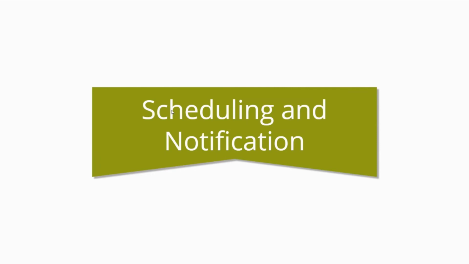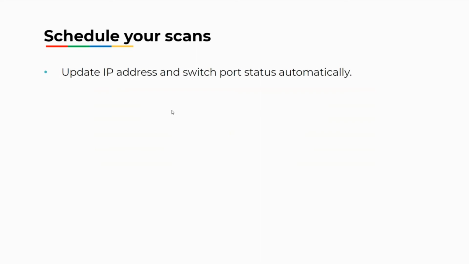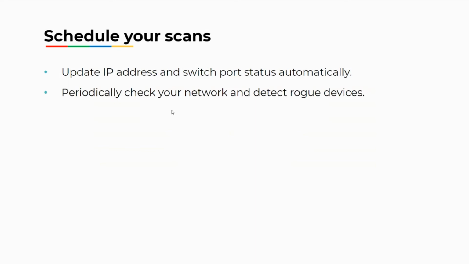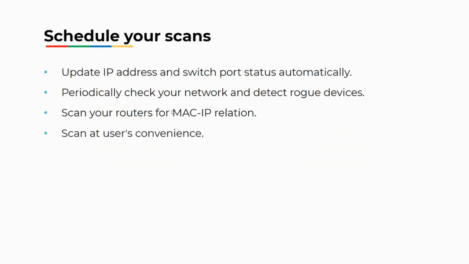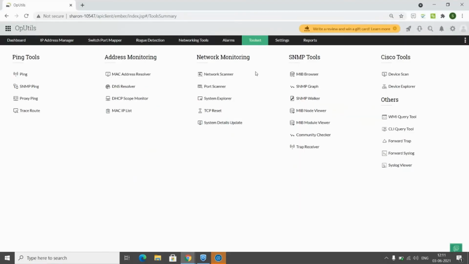So in order to keep the network device status up to date, OpUtils gives us a scheduling option that automates the process of network scanning. Once you set up a network schedule, you can update IP addresses and switchboard status automatically. You can have a periodical check of your networks and detect if there are any newly connected devices and mark them as rogue if the devices are unauthorized. You can also scan your routers for the MAC IP relation, and all these schedules can be configured at user convenience. So let's just see how to set up a schedule with OpUtils.